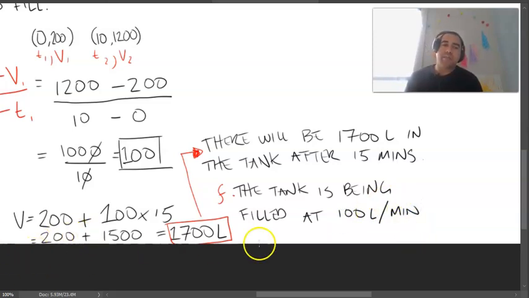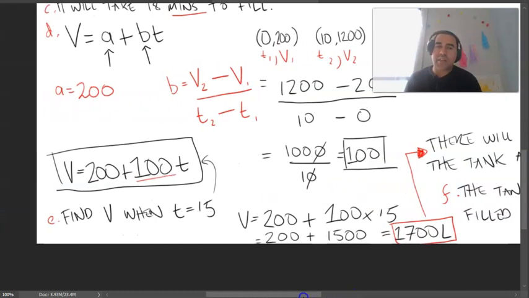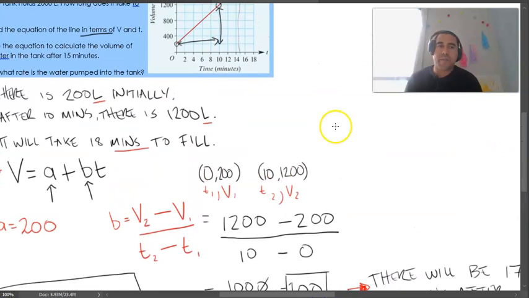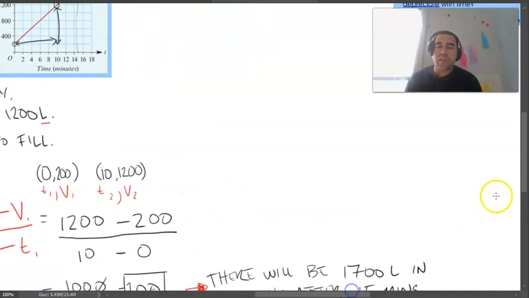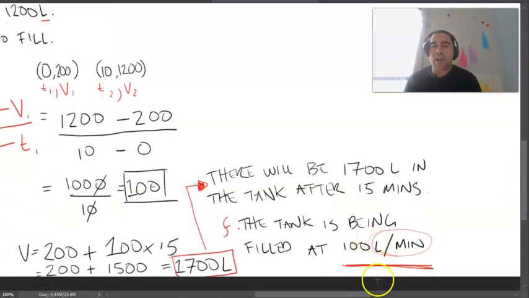Now, what I was saying before is the important part is this here, and specifically that rate. The question is asking for a rate, okay? What is the rate? And what rate is this water being pumped? So you have to answer this as a rate. You can't just say the tank is being filled at 100 liters. That doesn't make sense, both mathematically and English-wise. You can't just say, the rate is 100 liters. 100 liters per what? So you're going to say that it is 100 liters per minute.